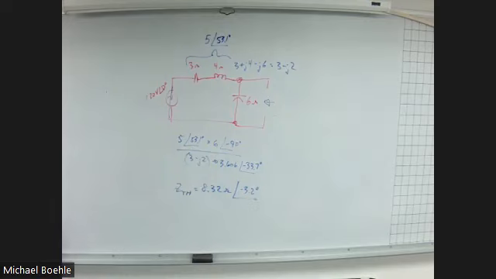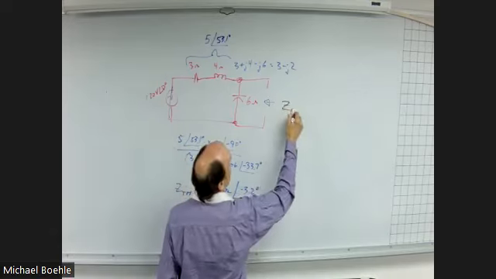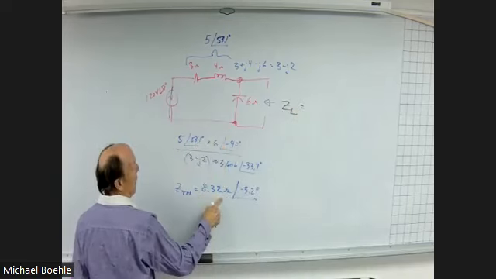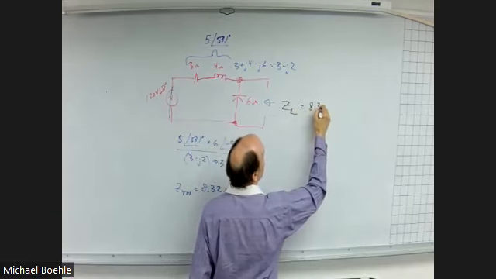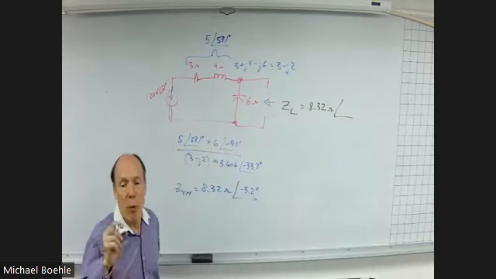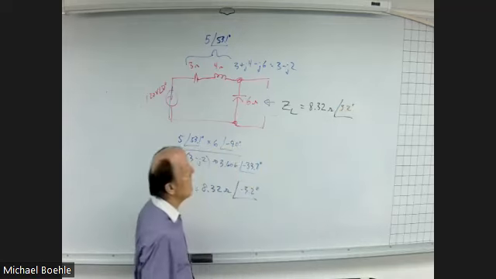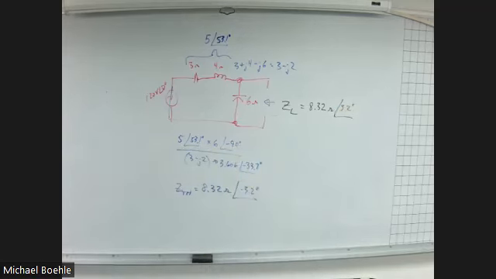What is the load impedance going to be? Load impedance will be 8.32 ohms at an angle of 3.2 degrees. Change the angle. That's all you need to do. Change the angle.